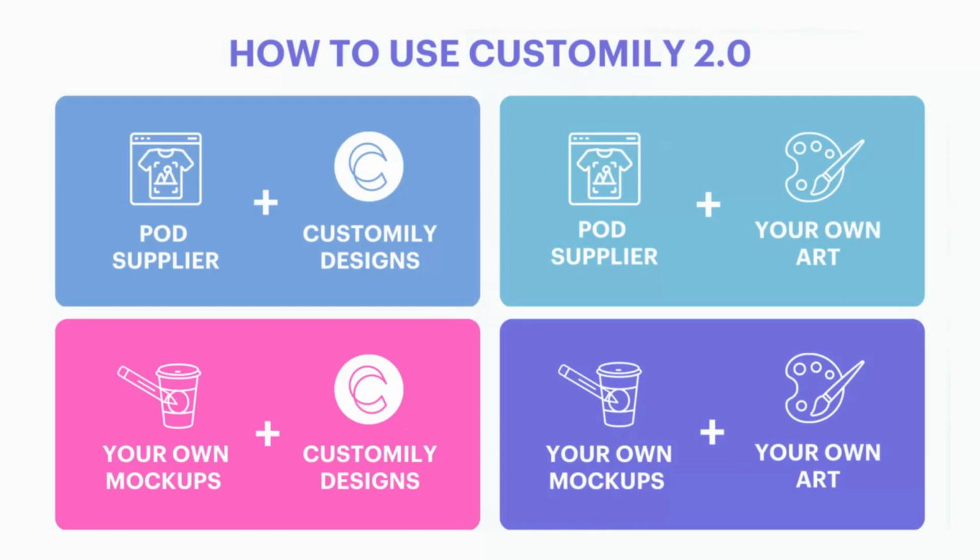On the other hand, if you have your own products and are not interested in working with a print-on-demand provider, the way to go is to start by populating your product-based library first. After you have your own product mockups, you can choose to add a design from Customily's library to them and create and publish products really fast. Or you can, of course, add your own designs to your own products.